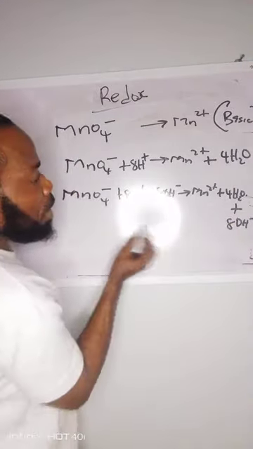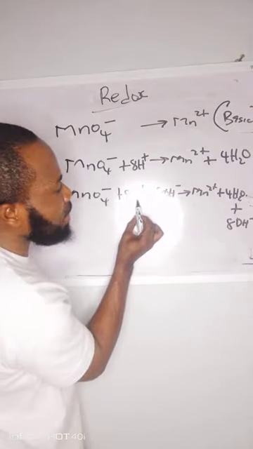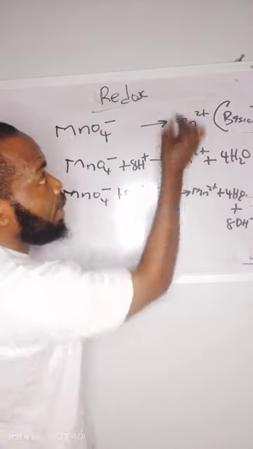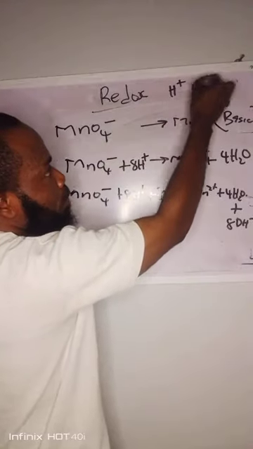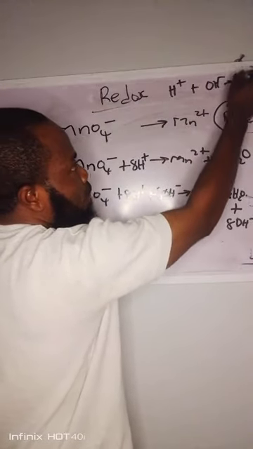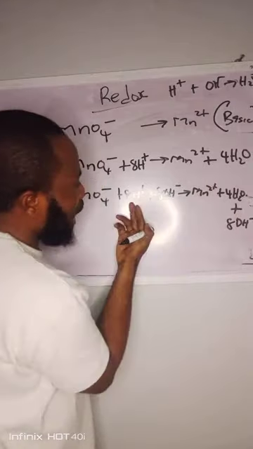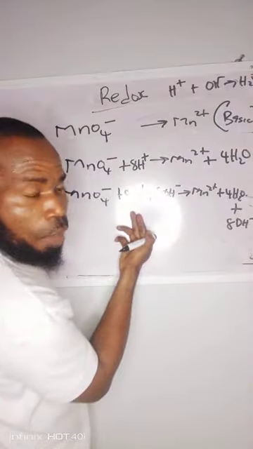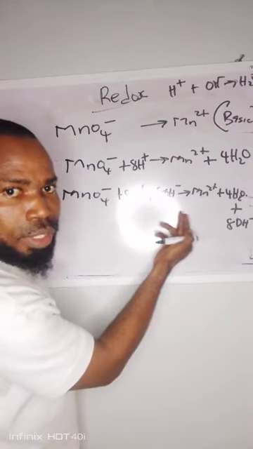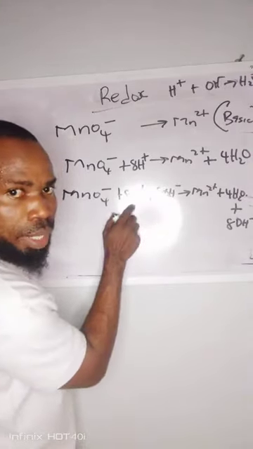Now look at it. Remember, if I add hydrogen ion plus OH minus, of course, you're a chemistry student, I will have H2O. So if I add both of them together, I'll be adding 8 molecules of water here. I believe you can see what's written down here.